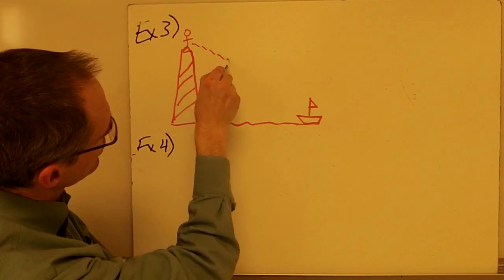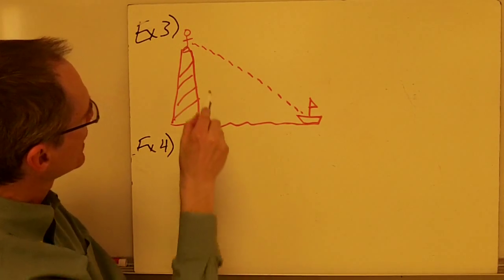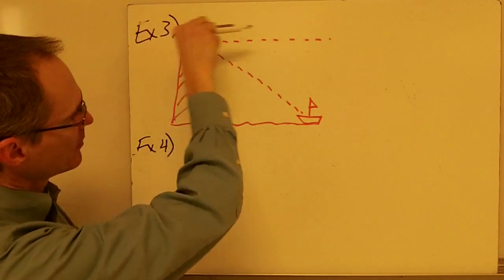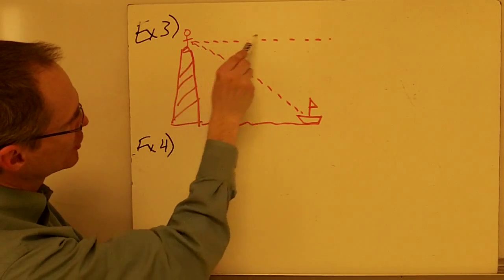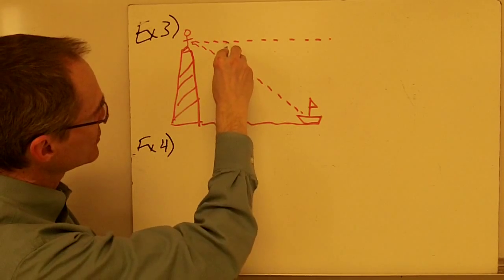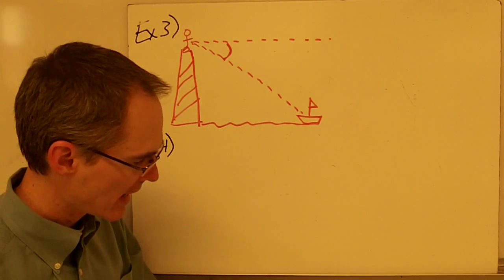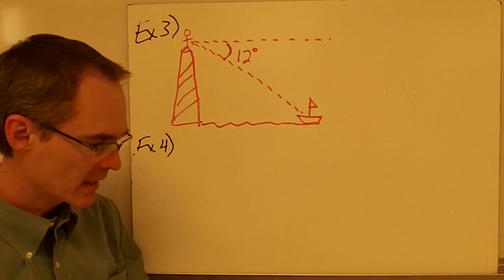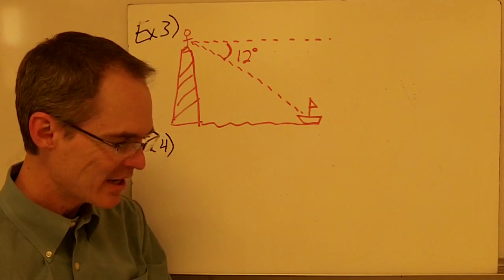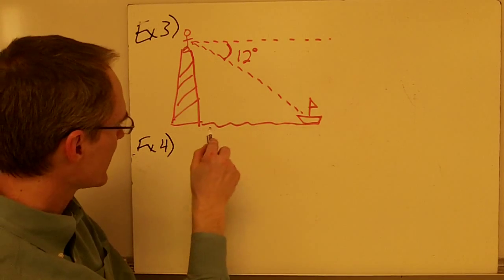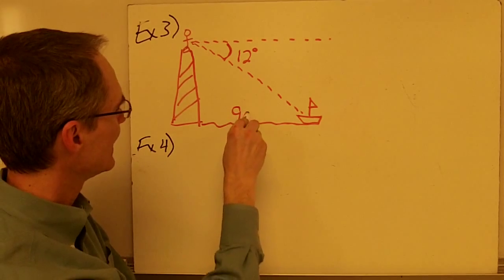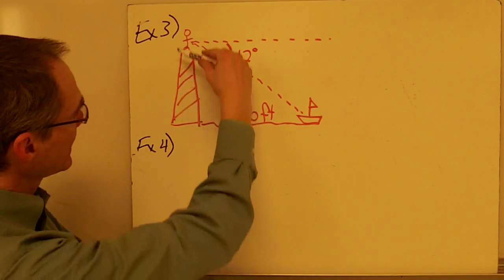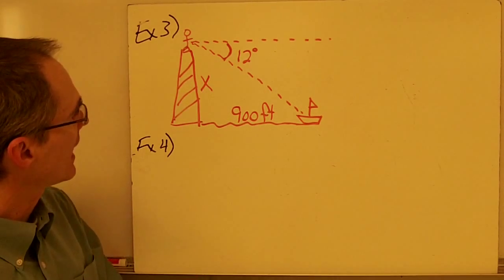Okay, so if my observer is looking down at the boat, my horizontal line is going to be this horizontal line up here, and my angle of depression is the angle between that horizontal line and this line of sight. So that's this angle right here. So that angle is 12 degrees. And let's see what else we have. The boat is 900 feet from the bottom of the lighthouse. So that's this distance right here. So this distance is going to be 900 feet. What is the height of the lighthouse? So we'll call that x. I'm looking for the height of the lighthouse.